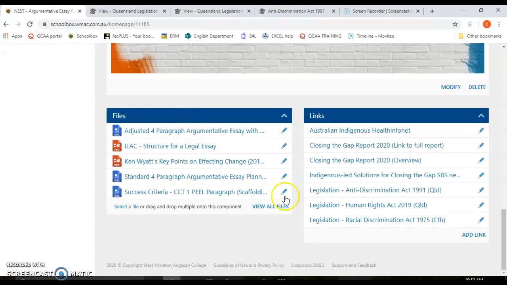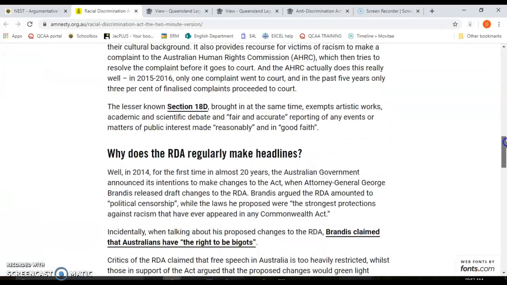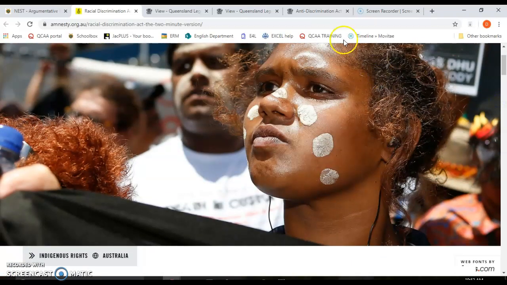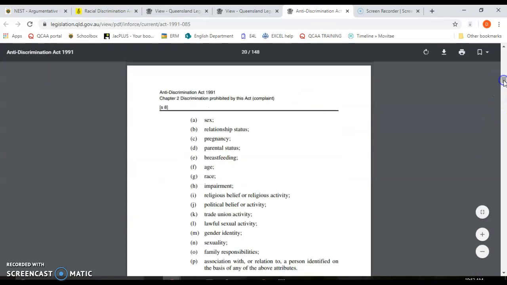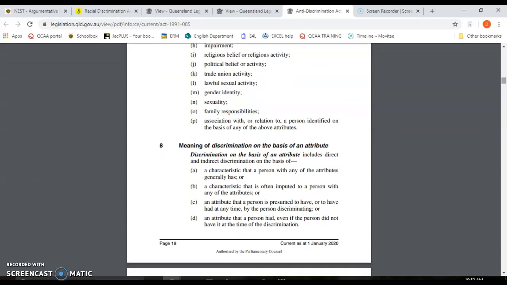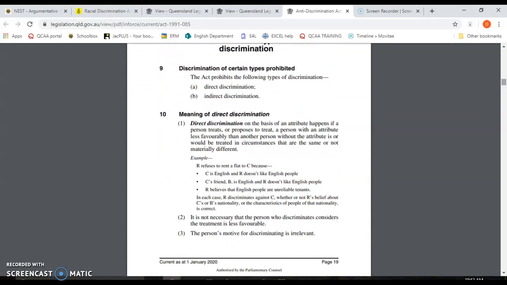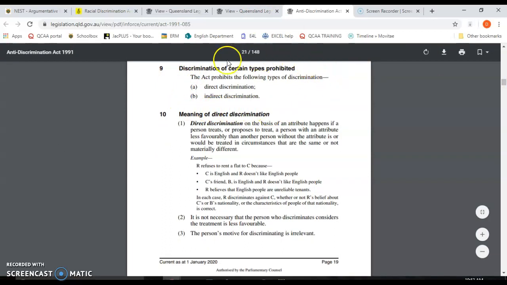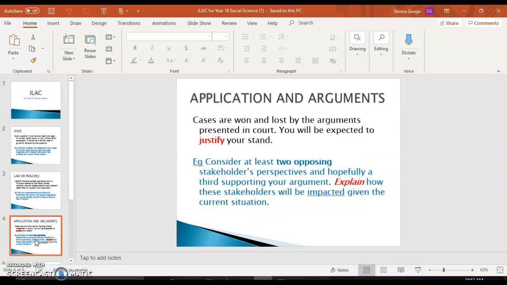You may also want to consider something like the Racial Discrimination Act. Now, that one does open up to quite a different type of site from Amnesty that gives an overview and lots of information. It could take you a little while to look through that. There's also a link to the Queensland Anti-Discrimination Act, which is the actual legislation that you would see. There again is an index at the beginning, and you can look through and think that maybe people have been discriminated against, and that's part of the act that they have not respected or followed in this law or principle.